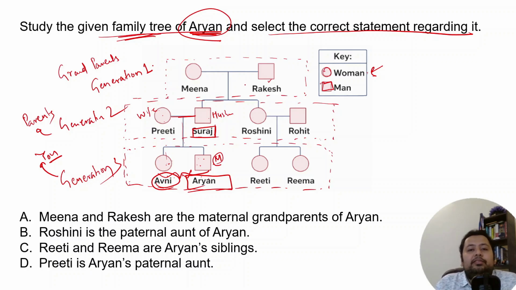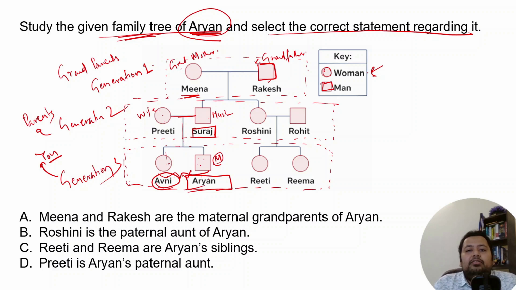So generation one. Generation one has Rakesh. Rakesh is the grandfather, right? Why grandfather? Obviously because it's denoted by a square. So Rakesh is a male and he's the grandfather. Meena is the grandmother. Okay?